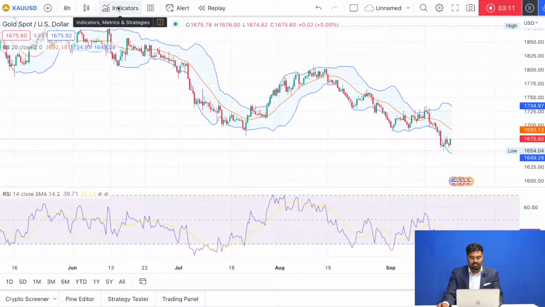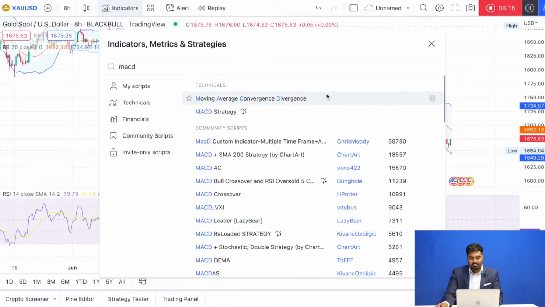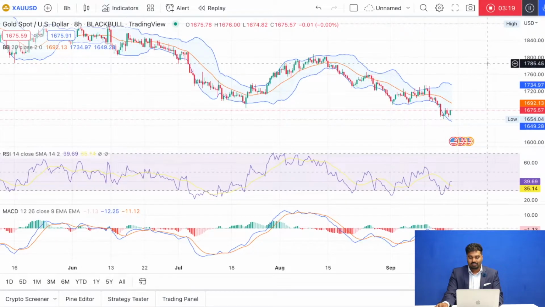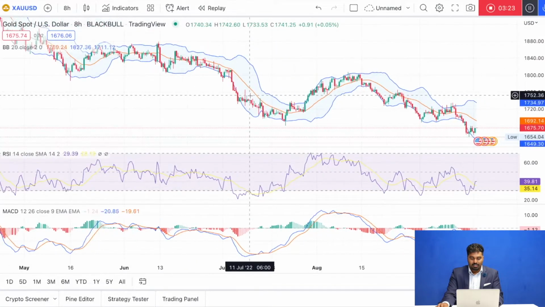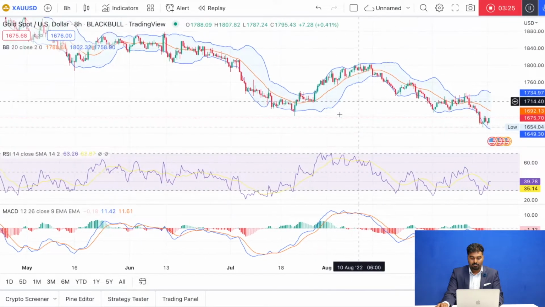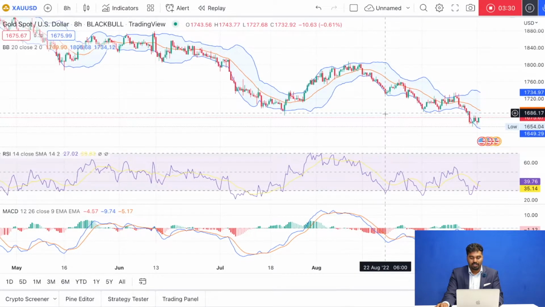Now let's get on to our third indicator. This is the MACD, the moving average convergence divergence indicator. This is another powerful tool which shows you trend shifts. Of course, it is a lagging indicator, but it's a great confirmation when used with your Bollinger Bands and your RSI.